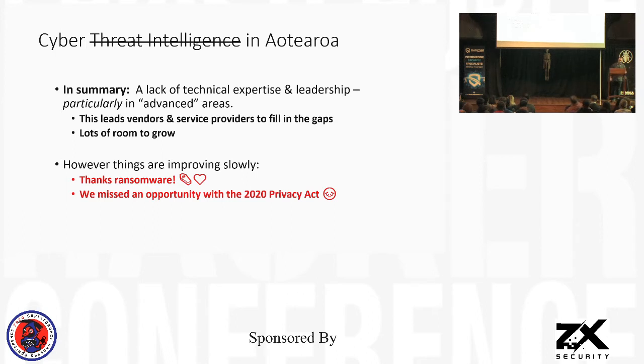We also missed an opportunity with our new Privacy Act. We can imagine how much stronger a position we would likely have been in, in 5 or 10 years' time, if we'd done what the UK did and just copied word for word the GDPR, or even closer to home, the Australian Notifiable Data Breaches Scheme.